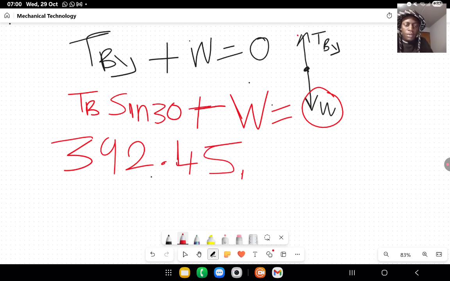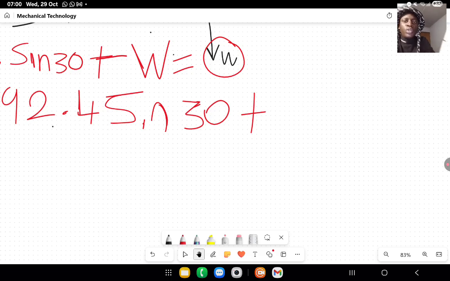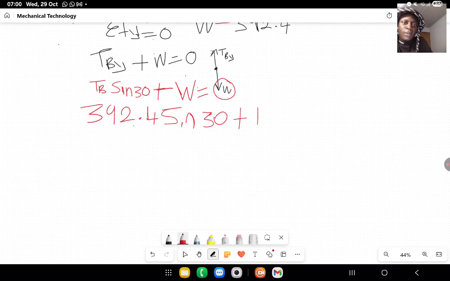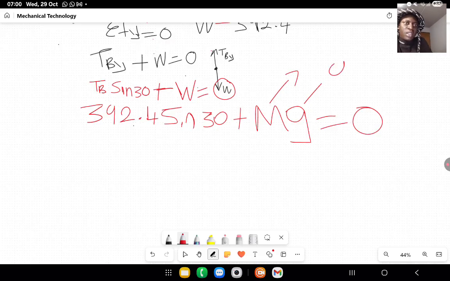Sine 30 plus... we are going to use what? We are going to use weight. Weight is mass multiplied by gravity, when it equals 0. But we need mass, and gravity is 9.81. Therefore we're going to equate them. Separate this on the calculator. We say 392.4 to make things simpler.